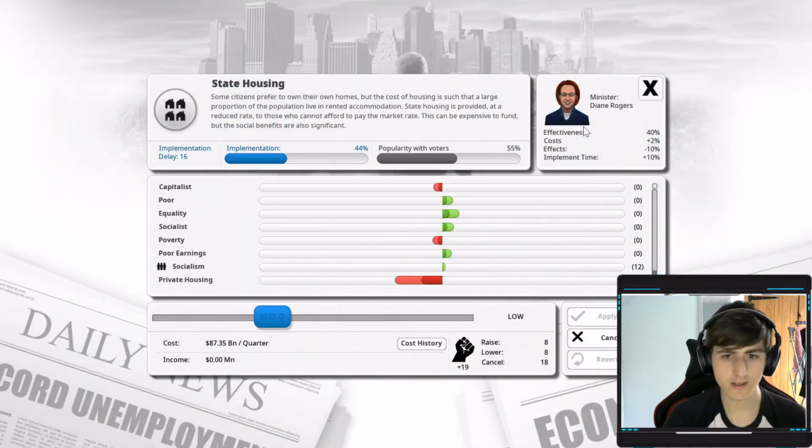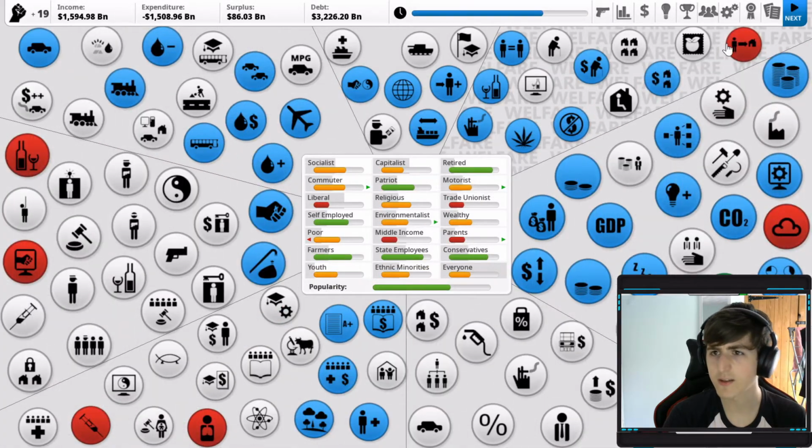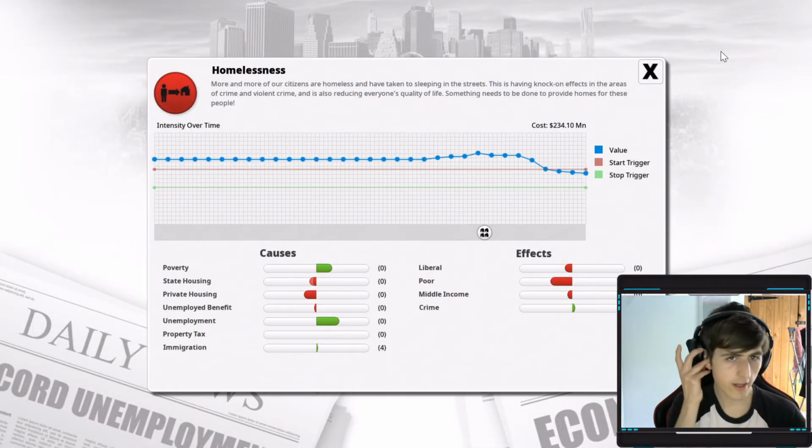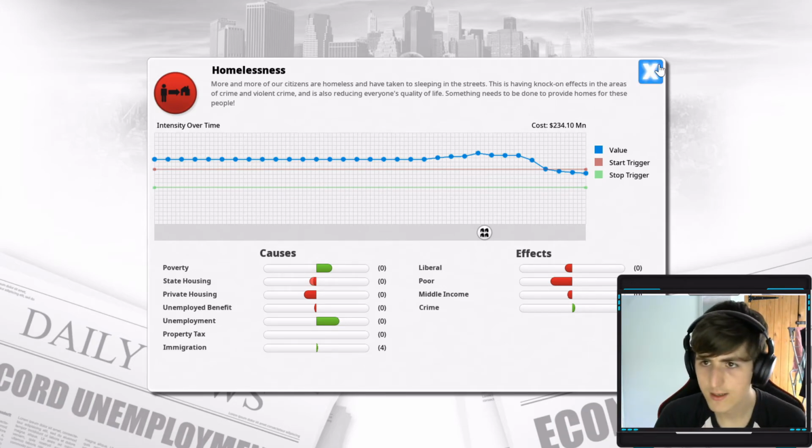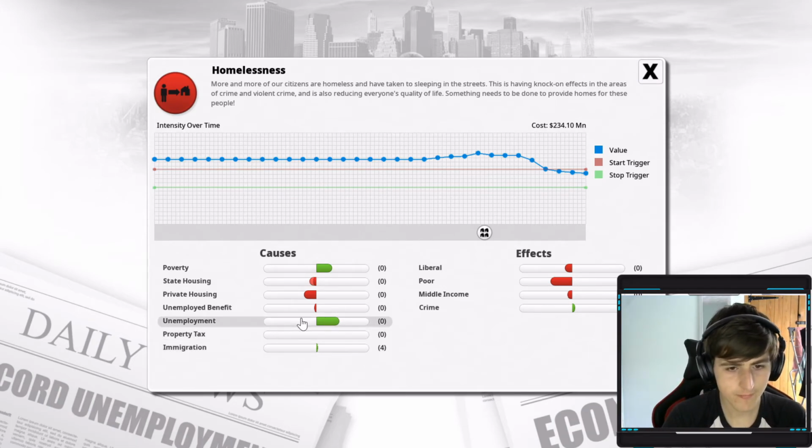Did we get state housing? We did, didn't we? Unemployed. Incredibly, homelessness is still. I suppose it takes a long time though. There's a long delay with state housing, because obviously it takes a long time to build houses, buy houses, that sort of thing.